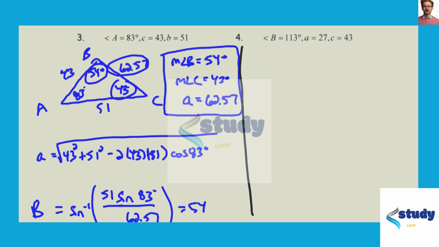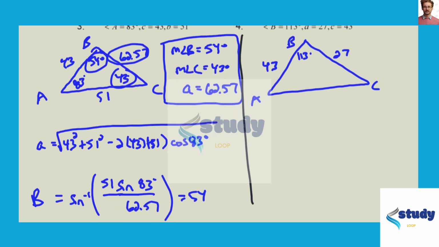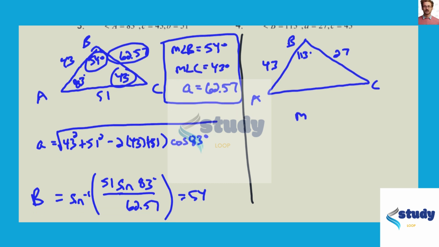For number 4, again, I just like a little reference triangle. That's just me. Angle B is 113 degrees. Side A is opposite angle A. Side C is opposite angle C. And we've got the law of cosines again. We'll need to find the measure of angle A, the measure of angle C, and side B.